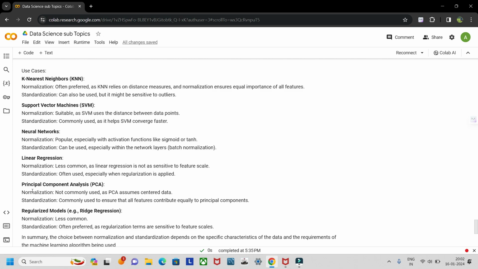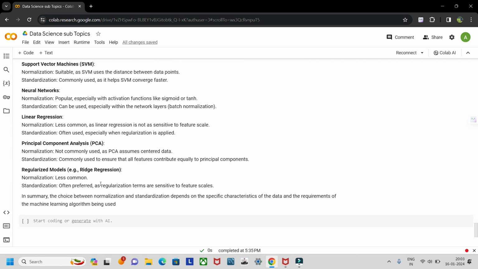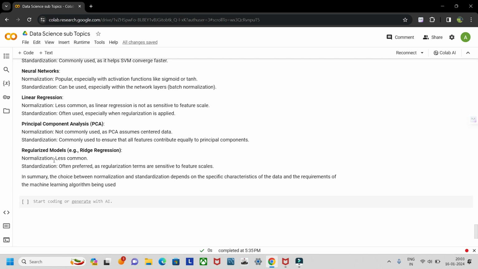In case of PCA, normalization is not commonly used as PCA assumes centered data. If there are a lot of columns, then it is difficult for PCA. In case of standardization, it is commonly used because it contributes equally to principal components. That means it gives importance to all the features. Standardization in regularized models, regression, that is we learned that it is in linear regression. So normalization is less common and standardization is often preferred.